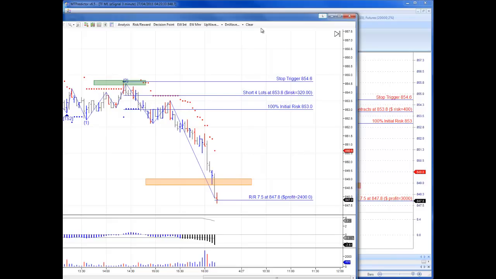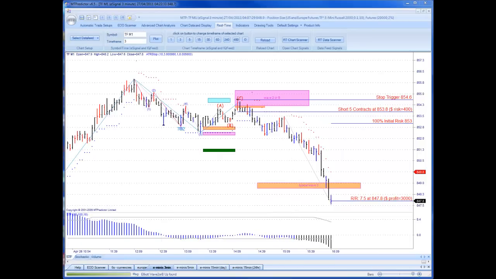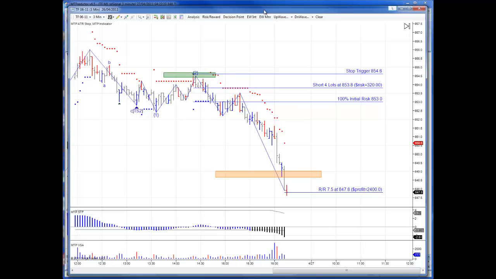But otherwise the setup is identical, and as we can see, there's our trade entry going down for plus 7.5R profit. Exactly the same with the NinjaTrader add-on, our trade entry going down for our plus 7.5R profit. So exactly the same in NinjaTrader as in MTP 6.5.